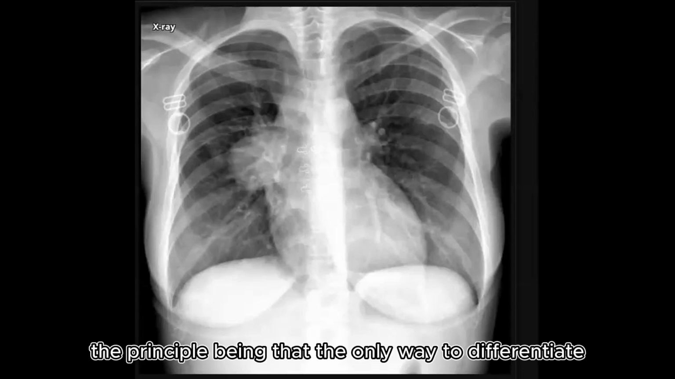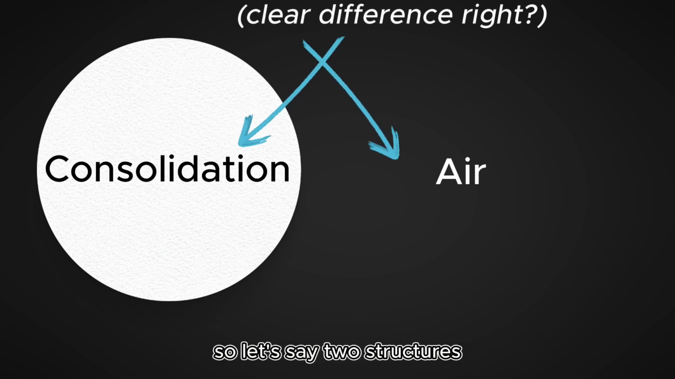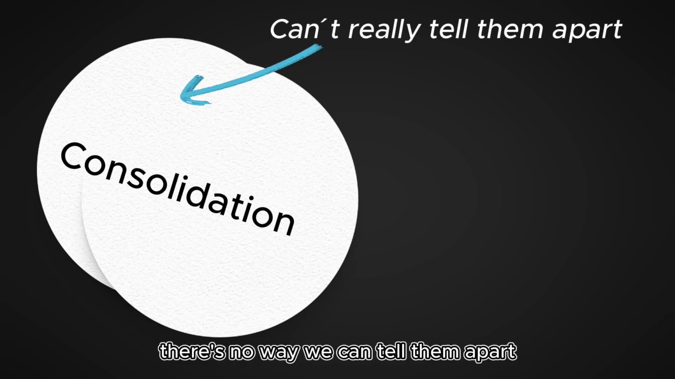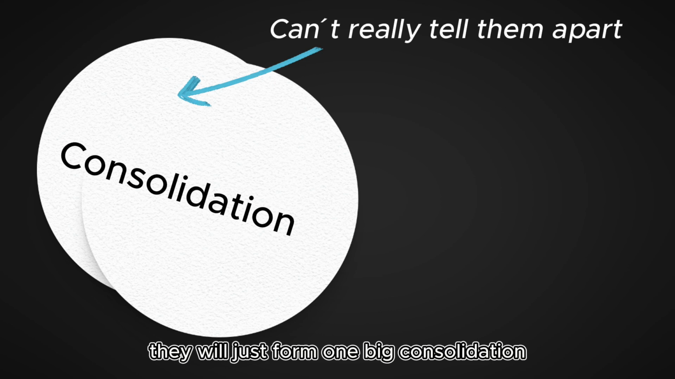The principle being that the only way to differentiate two structures on a chest X-ray is if they are of different densities. So let's say two structures are next to one another with similar density, there's no way we can tell them apart, because together they will just form one big consolidation.